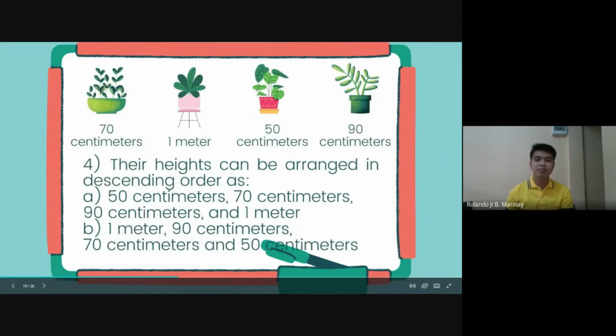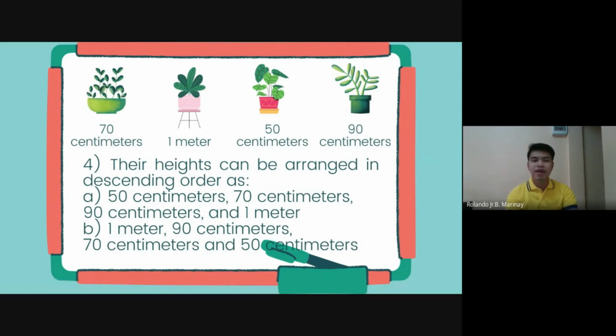Lastly, number 4, we can see some plants. The first one is 70 centimeters, the second one is 1 meter, the third is 50 centimeters, and the fourth is 90 centimeters. So what are we going to do? We're going to arrange their heights in descending order.